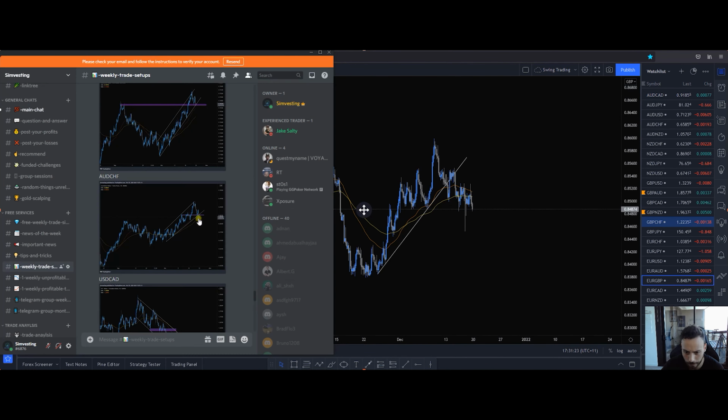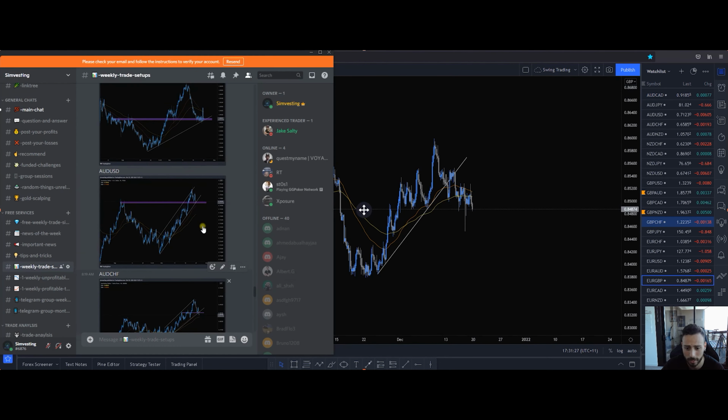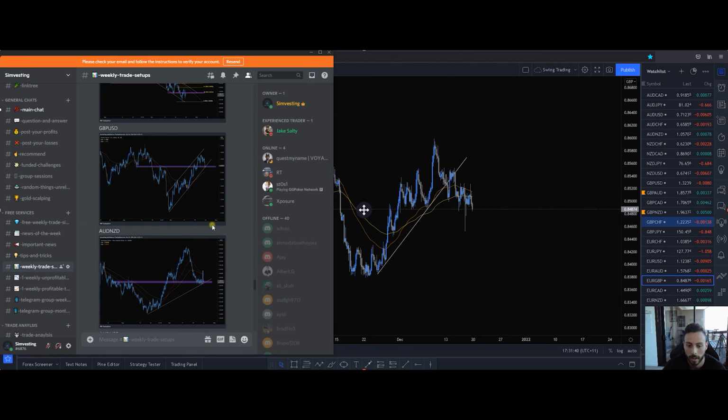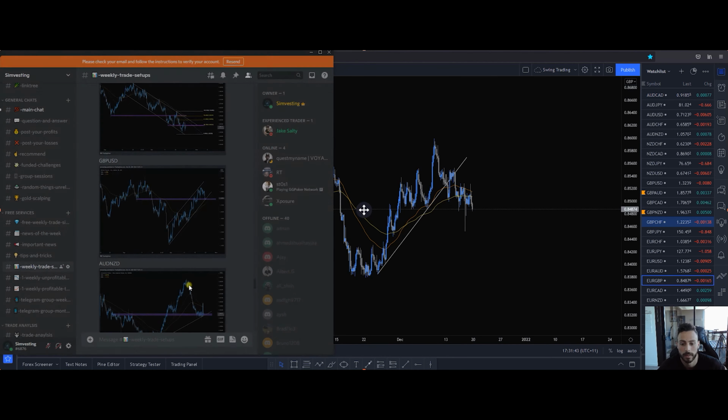USD CAD. AUD CHF for a buy. That did break the trend line, so I wouldn't call that a high probability setup. This is a really strong setup too, following this bullish channel, and price giving us a massive wick rejection, showing us a really good sign of bullish momentum. GBP USD, the same setup, double bottom of that support level.